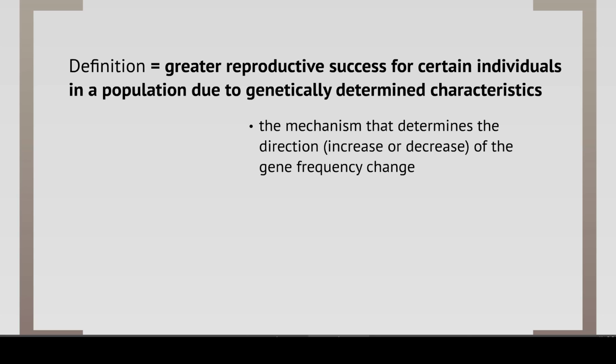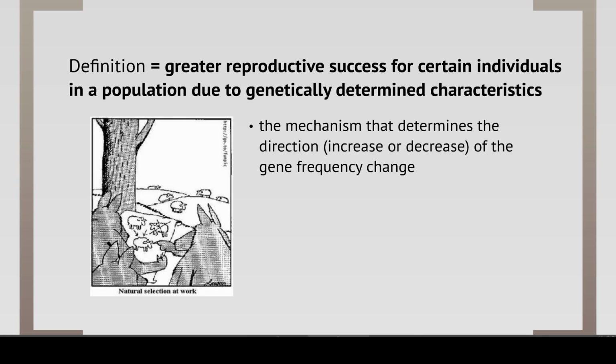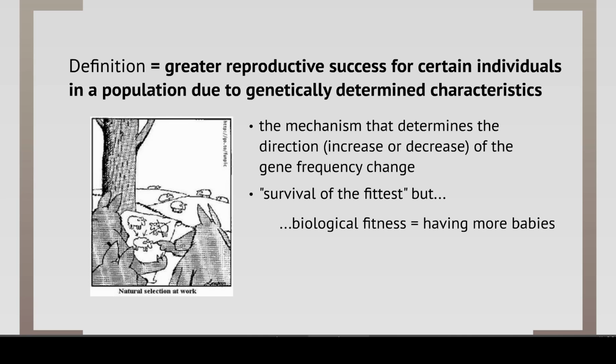So natural selection is the mechanism that determines the direction, or increase or decrease, of the gene frequency for a particular trait. Natural selection is sometimes referred to as survival of the fittest, and this works as long as we understand the biological definition of fitness. Biological fitness just means having more babies. So fittest does not necessarily mean the biggest or strongest.